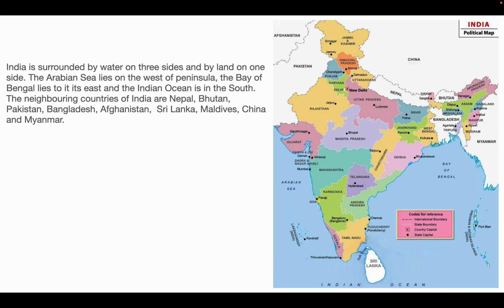We have some amazing neighbors who share a common boundary with us: Nepal, Bhutan, Pakistan, Bangladesh, Afghanistan, Sri Lanka, Maldives, China and Myanmar. These are the countries which share a border with India.